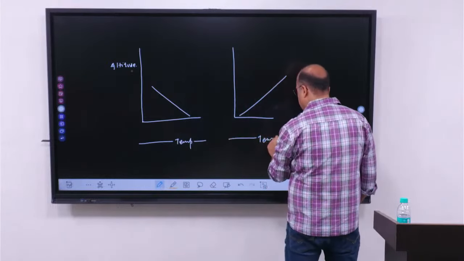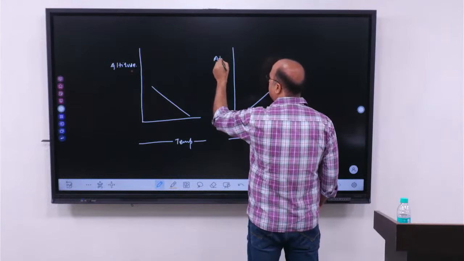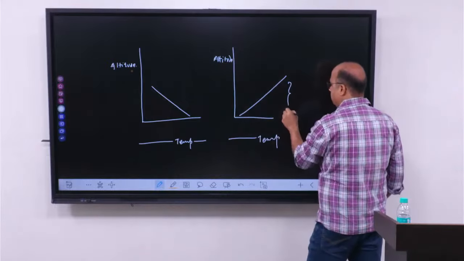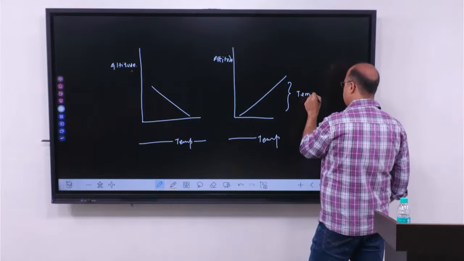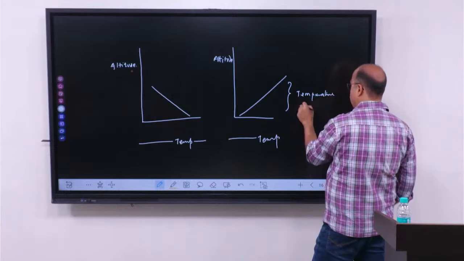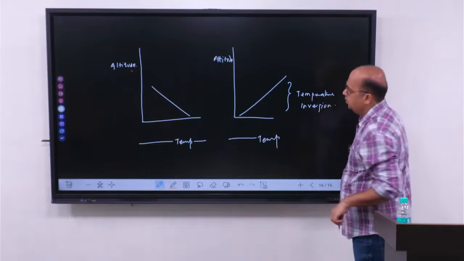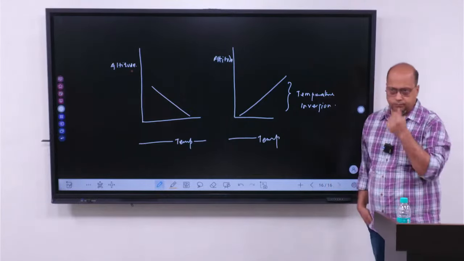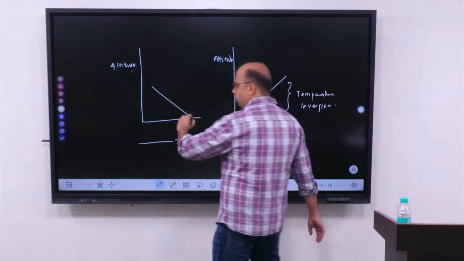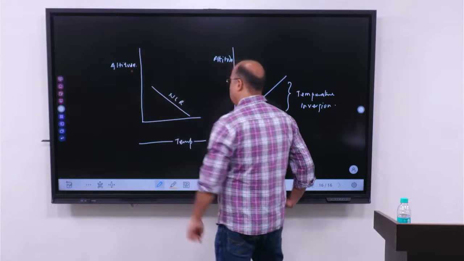Okay, let us draw this diagram. Altitude, and this phenomenon is known as temperature inversion. Are these two diagrams clear? That is normal lapse rate, temperature decreases with height, normal lapse rate, NLR.